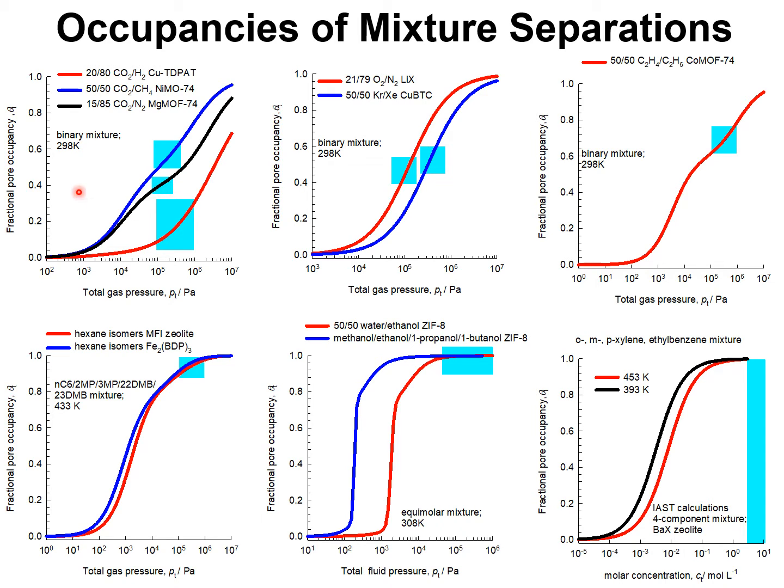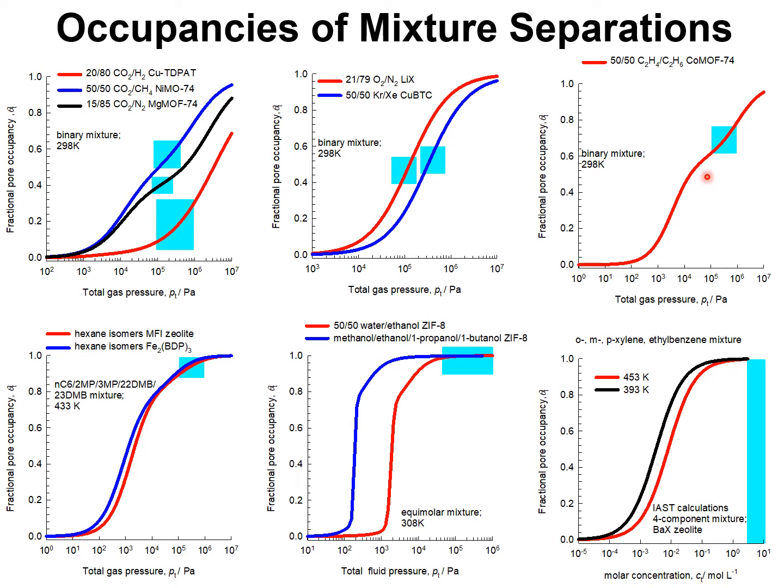operations are typically at conditions corresponding to an occupancy of 0.4. For nitrogen oxygen separations with LiX zeolite, we have pore occupancy of about 0.5. The same is true for krypton xenon separations with CuPTC.